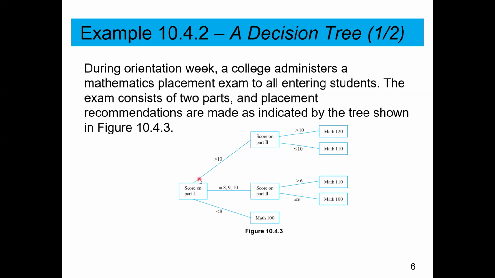However, if their initial part one score was bigger than 10, then we go to part two and ask, what's that? If it's small, they go to math 110. If it's big, they go to math 120.